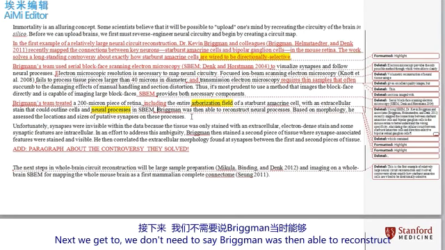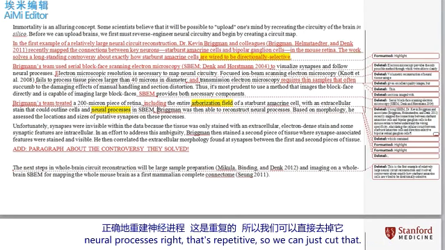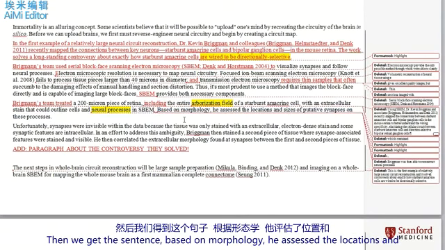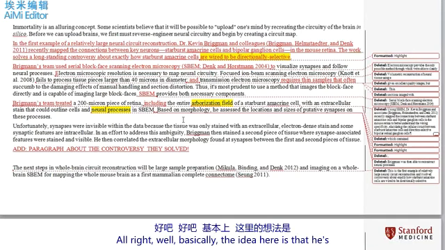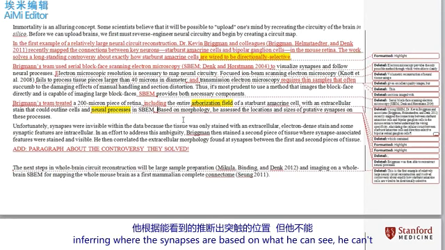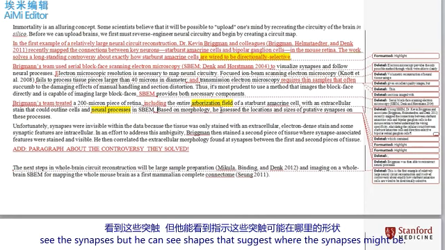Next we get to, we don't need to say Brigman was then able to reconstruct neural processes, right? That's repetitive, so we can just cut that. Then we get this sentence, based on morphology, he assessed the locations and sizes of putative synapses on these processes. All right, well, basically the idea here is that he's inferring where the synapses are based on what he can see. He can't see the synapses, but he can see shapes that suggest where the synapses might be.